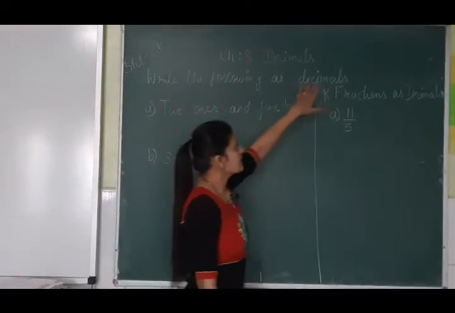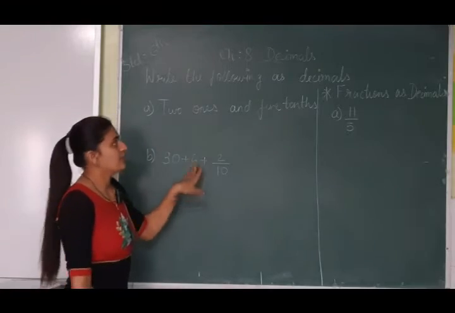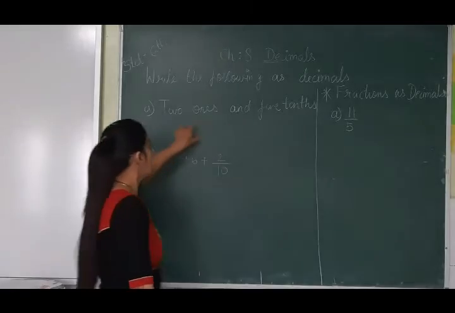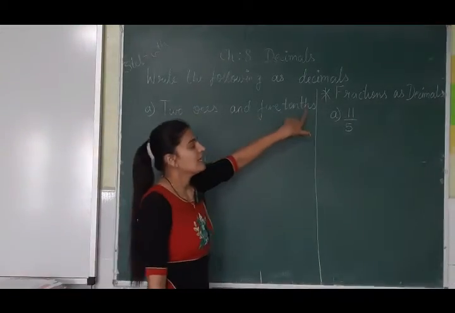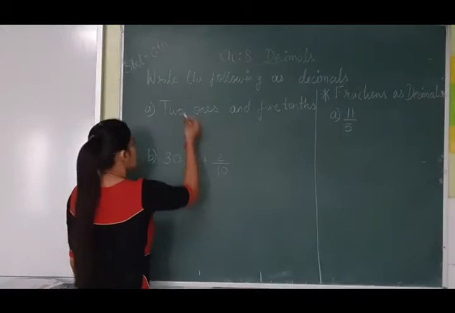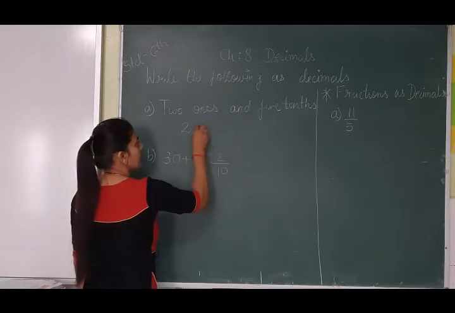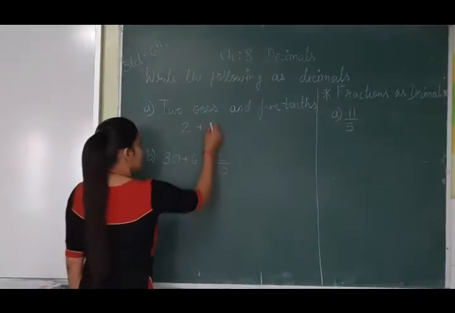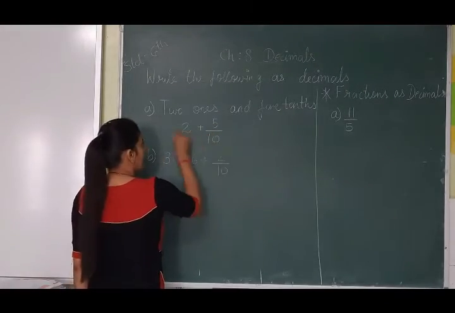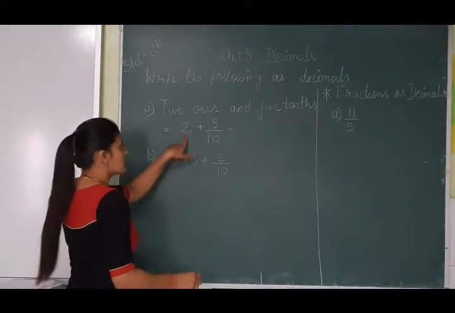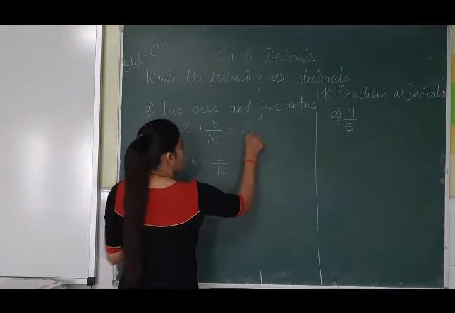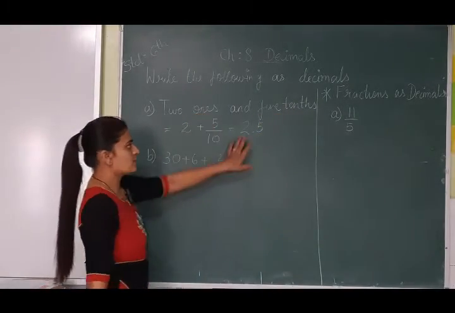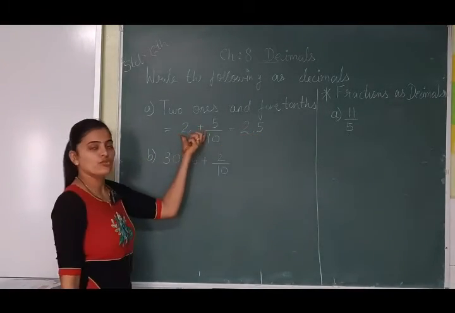Write the following as decimals. Now 2 examples are there. You have to write them in the decimal form. Here in the statement form it is given that 2 ones and 5 tenths. 2 ones means only 2 plus 5 tenths means 5 divided by 10. Now this can be written in the decimal form as 2 after point 5, because 5 is at the tenths place and 2 is at the ones place. So the point will be between these two numbers, 2.5.